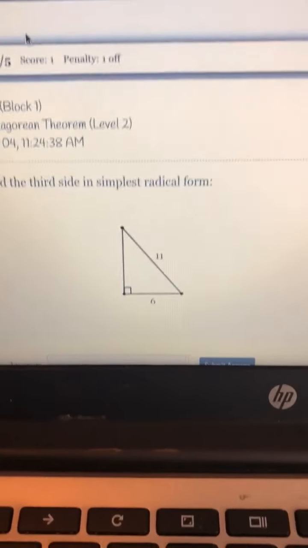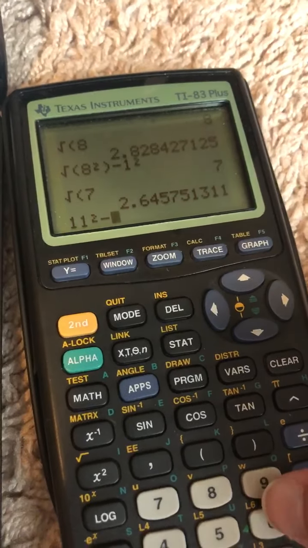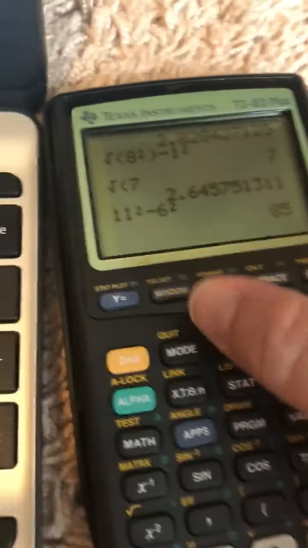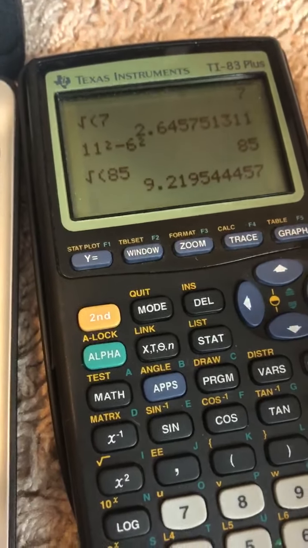Okay, let's look at another problem. So this one, I'm going to do 11 squared. I'm looking for a leg, so I'm going to subtract 6 squared. And then I'm taking the square root of 85. Since it's not a perfect square, this is where simplifying comes in. I'm going to come over here.